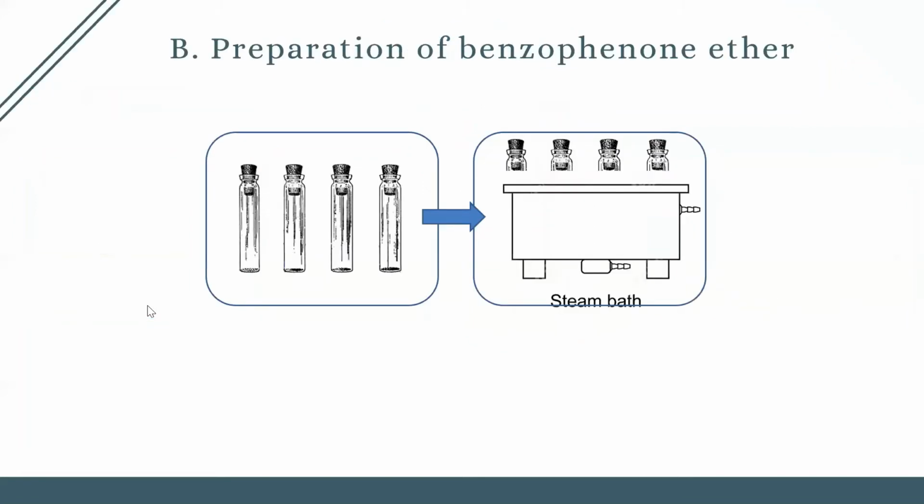So for the preparation of the benzophenone ether solution, it is quite easy. You just need to obtain a 5 ml vial, and into it transfer 0.238 grams of benzophenone and 0.50 ml of diethyl ether. For the next step, warm this in a steam bath until it dissolves.